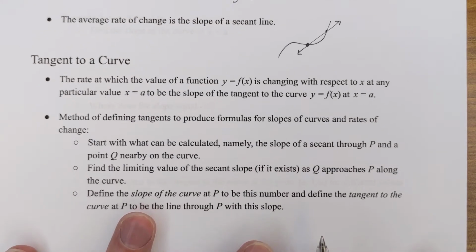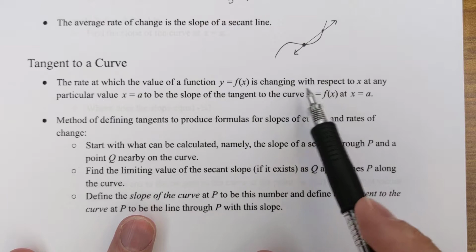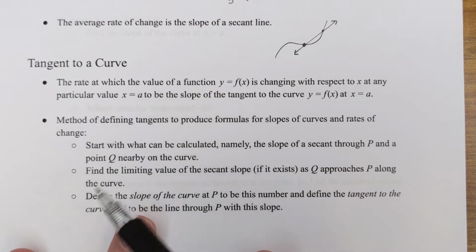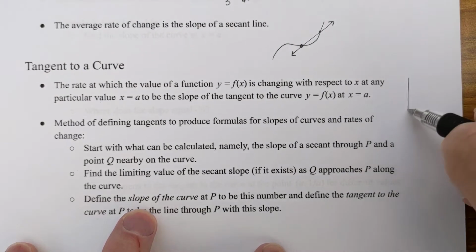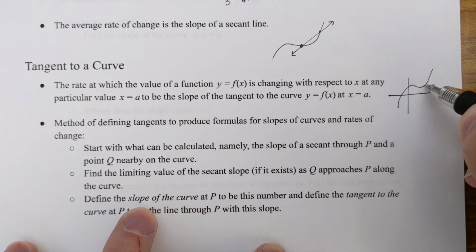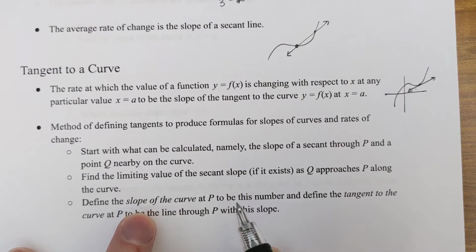Okay, so tangent to a curve: the rate at which the value of the function y equals f of x changes with respect to x at any particular value, x equals a, is the slope of the tangent line. So a tangent line touches a curve at exactly 1 point. It does not cross through the curve. So that line is a tangent line.